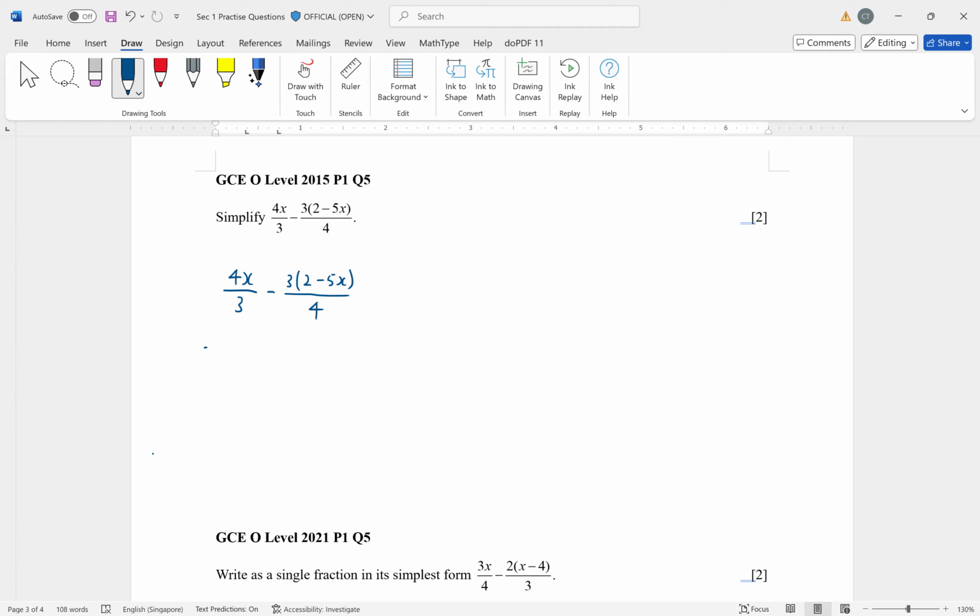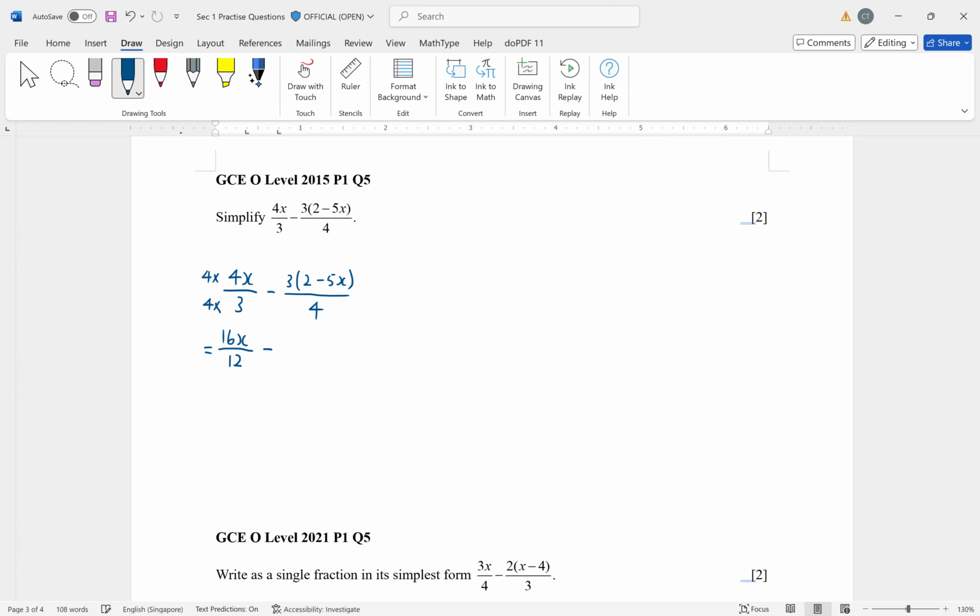This is from the O level 2015 paper 1 question 5. Remember, every time we want to combine fractions, we need to make the denominators the same. One is 3, the other one is 4, so the LCM we know very well is going to be 12. So we need to multiply here by 4 and here by 4. Whatever you multiply at the bottom, you must multiply by the same number on top. So 4 times 4x, we get 16x. This one we can do directly. Then 4 times 3, of course, we get 12, which is what we want.